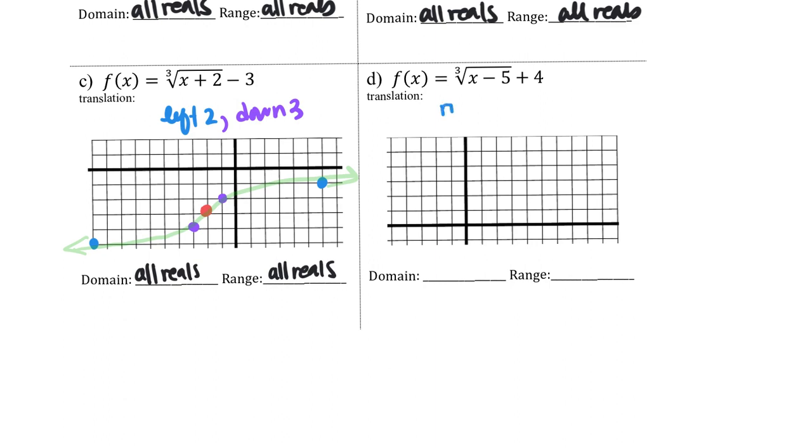Okay, one more translation. This is going right 5, and then it goes up 4. So I'm going to take my center, 1, 2, 3, 4, 5, 1, 2. Okay, then right one, up one, left one, down one. Okay, 8, no way 8's going to fit this way, but it might fit this way. 1, 2, 3, 4, 5, 6, 7, 8. The third root of negative 8 is negative 2.